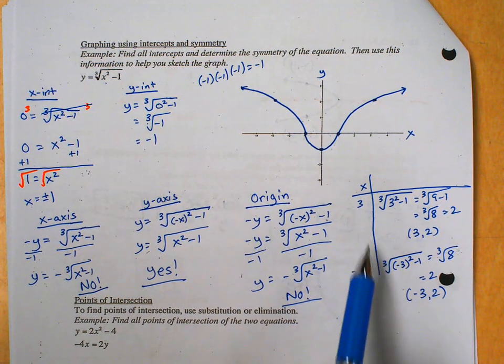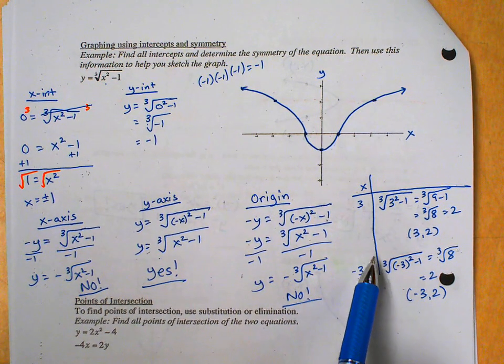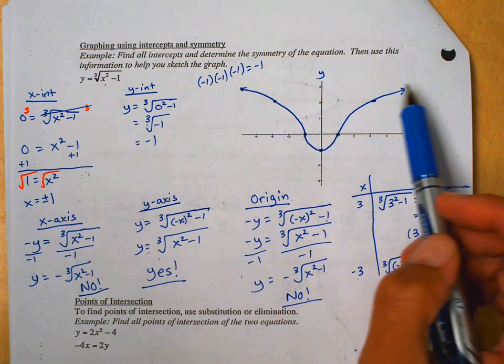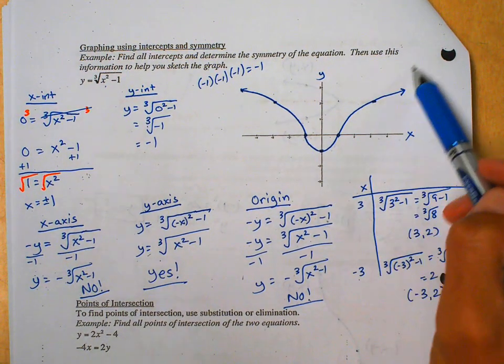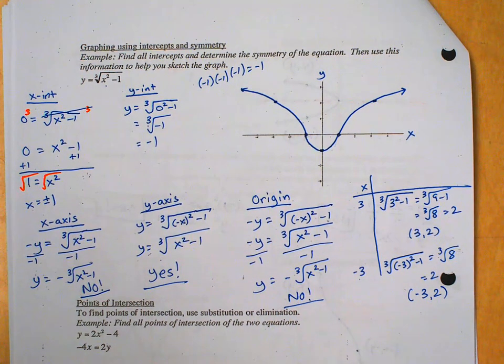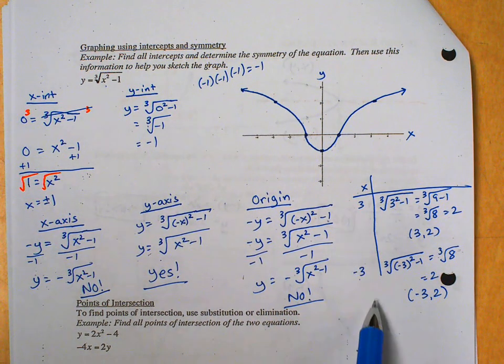If you didn't know based on plugging in these points, then plug in some more points. Plug in 5 and negative 5 and see what it looks like. You're going to see it's not going to be a line. It's getting flatter out here if you plug in 5. So if you're not sure, plug in as many points as you need and go from there.